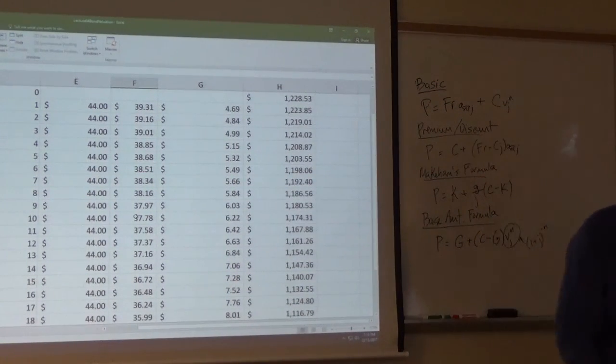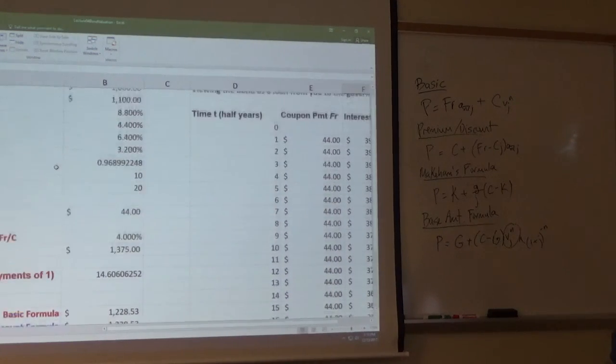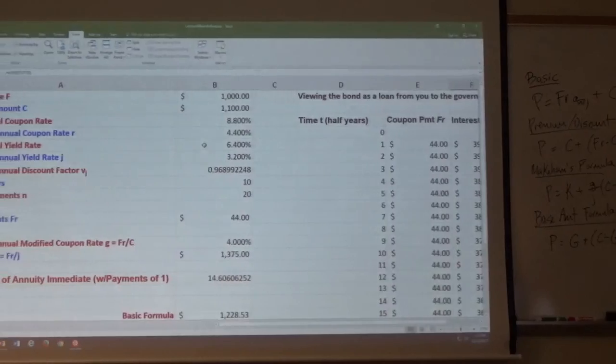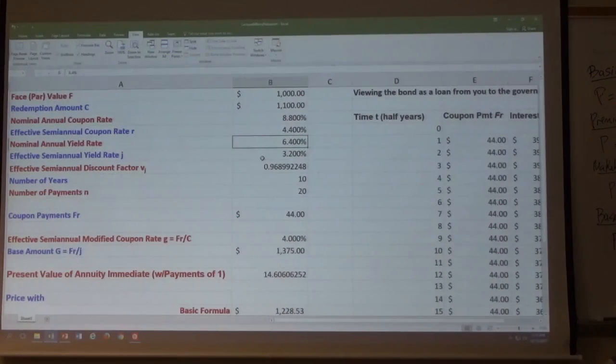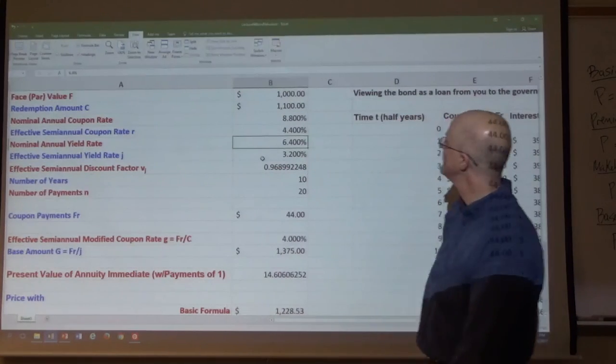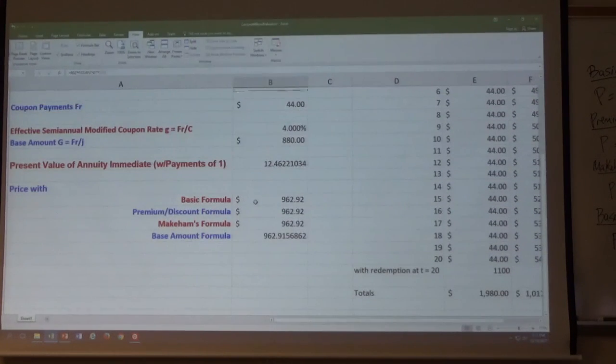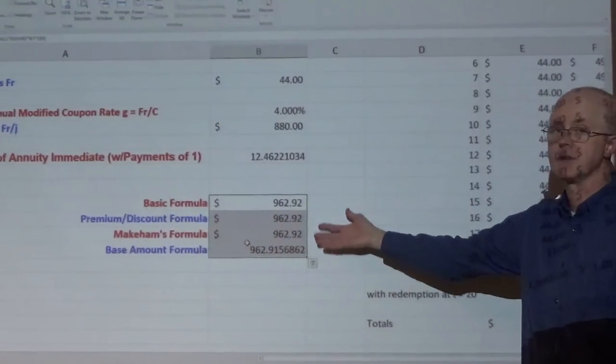If you buy the bond at a discount, if I now make the yield rate bigger than the coupon rate, I think I'll change the 6.4 to a 10%. That'll mean the price P will be less than the redemption value C. I'll make this a 10, watch everything change. J now becomes 0.05. The price is lower now. You're buying at a discount. These are less than 1,100, less than C.